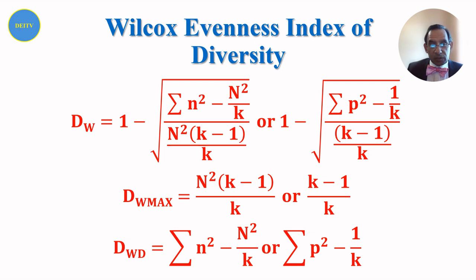The Wilcox similarity or concentration score is given by the sum of the frequency squared minus the total number of individuals squared, so that's big N squared, divided by k, or simply the sum of the percentages squared minus 1 over k. Again, these are the different elements that you need in order to obtain the Wilcox standardized or evenness score of diversity.